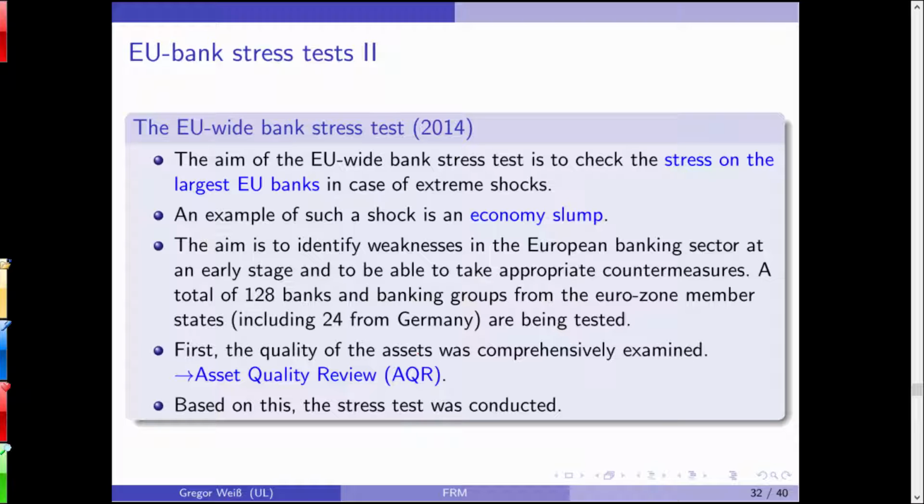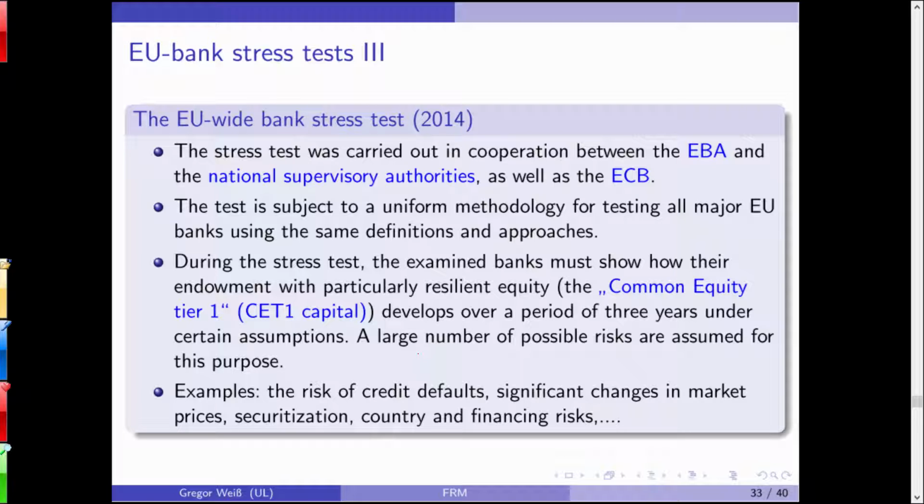And then they conducted a stress test. It was carried out in cooperation between the EBA, the national supervisory authorities, and the European Central Bank. During the stress test, the examined banks had to show how resilient their equity is, how their common equity tier one capital is. As you might remember, a few banks failed this stress test, and I think it might have been 2016 or 2014. For example, in Italy, Banca Monte dei Paschi failed. And as you might know, Monte dei Paschi is the most critical bank in Italy right now because it's supposedly close to default from time to time.